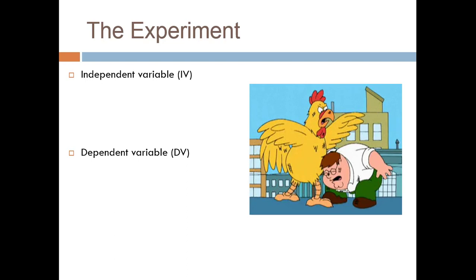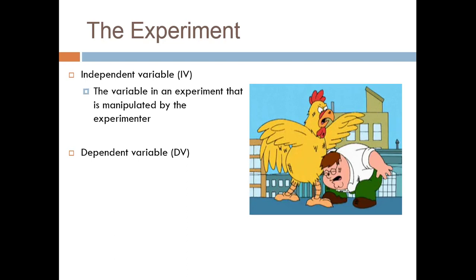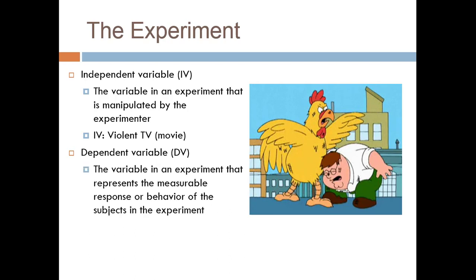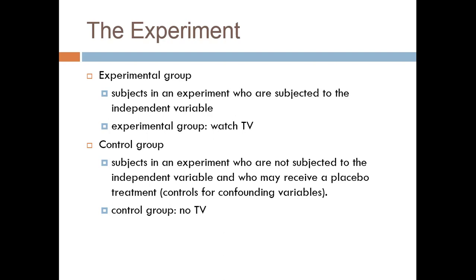The DV is what we are actually measuring or assessing for change as a result of manipulating the independent variable. So in this example, we are interested in looking at the level of aggressive play in children and observing if it changes. So aggressive play would be the dependent variable. The dependent variable is the variable in an experiment that represents the measurable response or behavior of the subjects in the experiment. In an experiment, we have two groups, the experimental group and the control group.